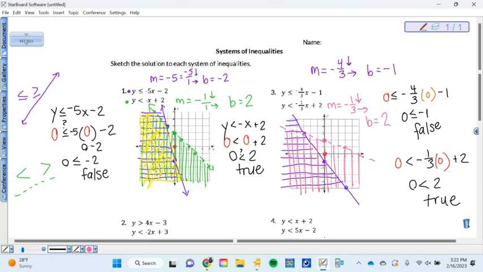So again, when I draw 2 lines like that, there's like 4 little sections. 1, 2, 3, 4. Only one of those 4 sections is the solution. So it's just where the purple and the pink intersect. Does that make sense? Okay.